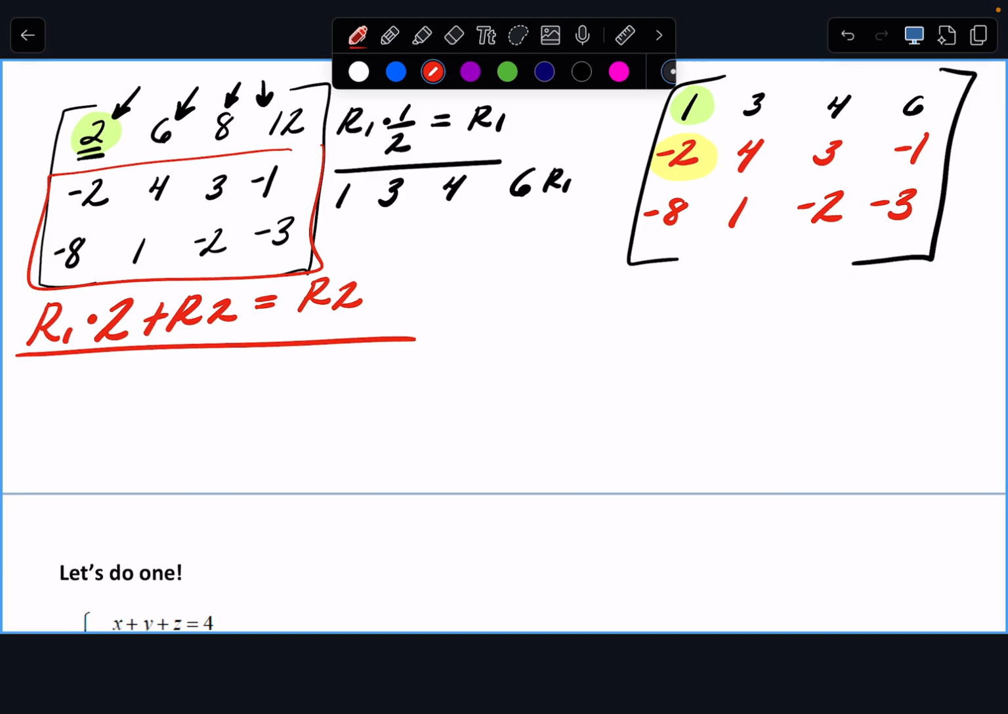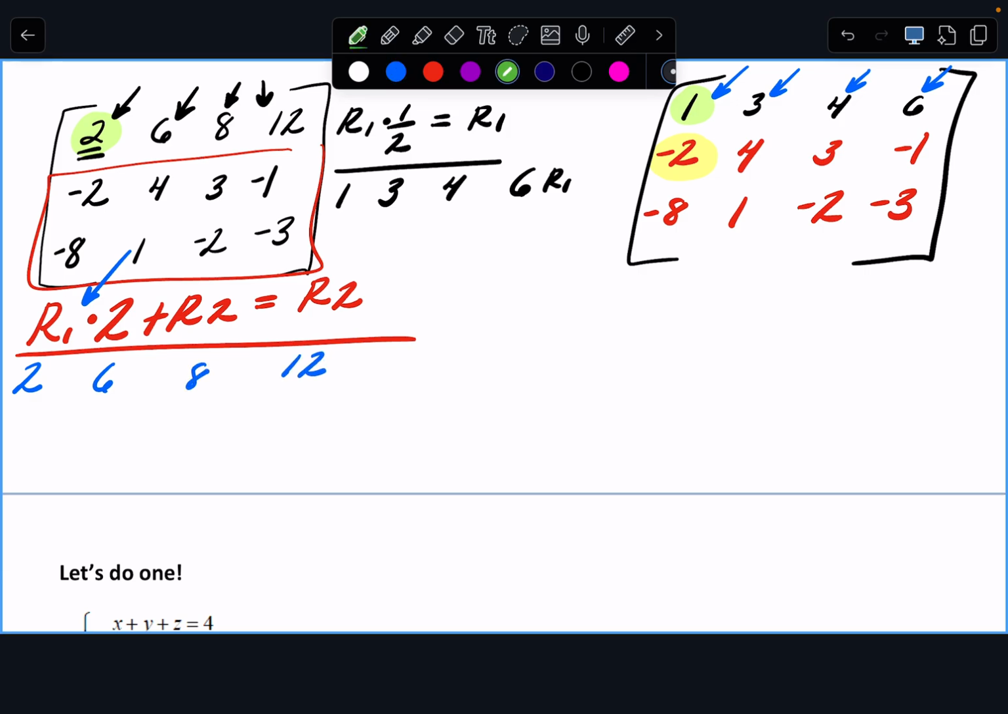So let's show our work so we don't mess it up. Everyone understands that I'm taking row 1 and timesing by 2. Now, am I actually timesing by 2? No, I'm doing this to manipulate row 2. So I'm not changing row 1 right now. I'm using it for a minute. So times all of these by 2 and write down what you see. So what's row 1 times 2? 2, 6, 8, 12.